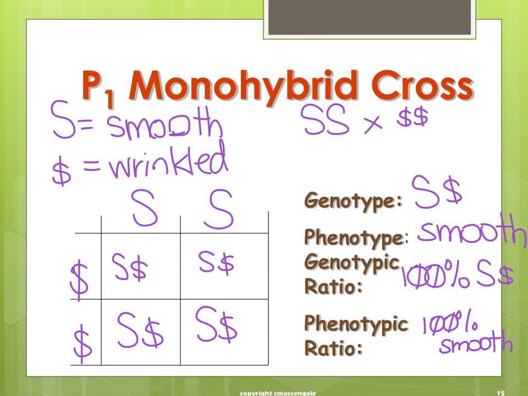Notice when I'm writing out my ratio or my percentage, I'm telling you what they are. It's 100%. 100% of what? 100% smooth. 100% big S, little s.